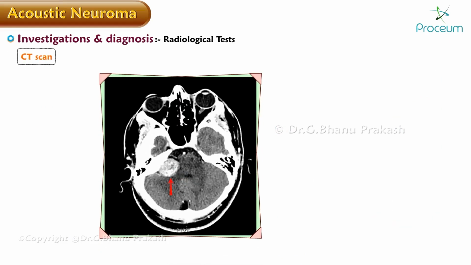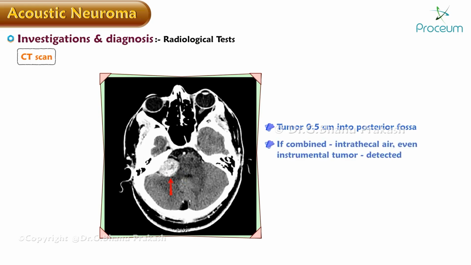Computed tomography scan. A tumor that projects even 0.5 centimeters into the posterior fossa can be detected by a computed tomography scan. If combined with intrathecal air, even the intrameatal tumor can be detected. Computed tomography scan has replaced earlier methods of pneumoencephalography and myelography.